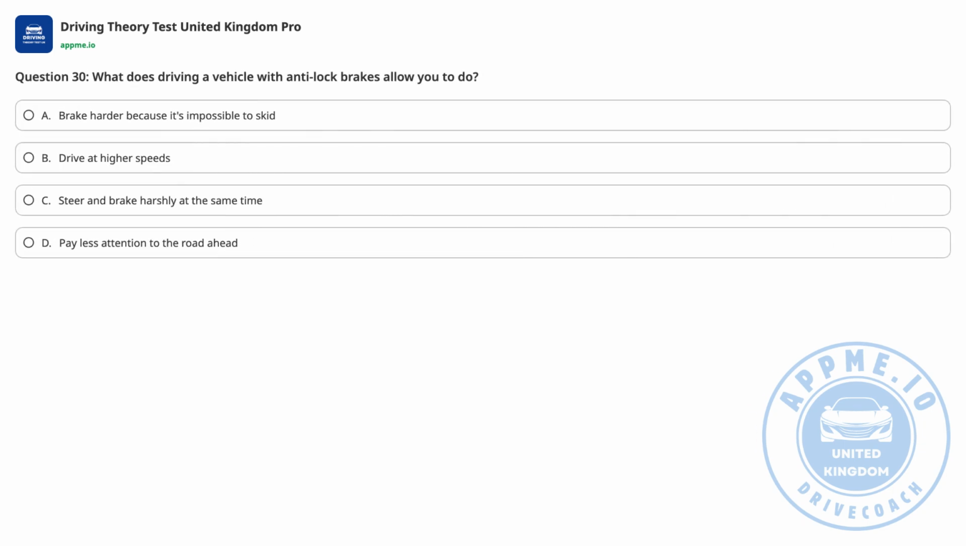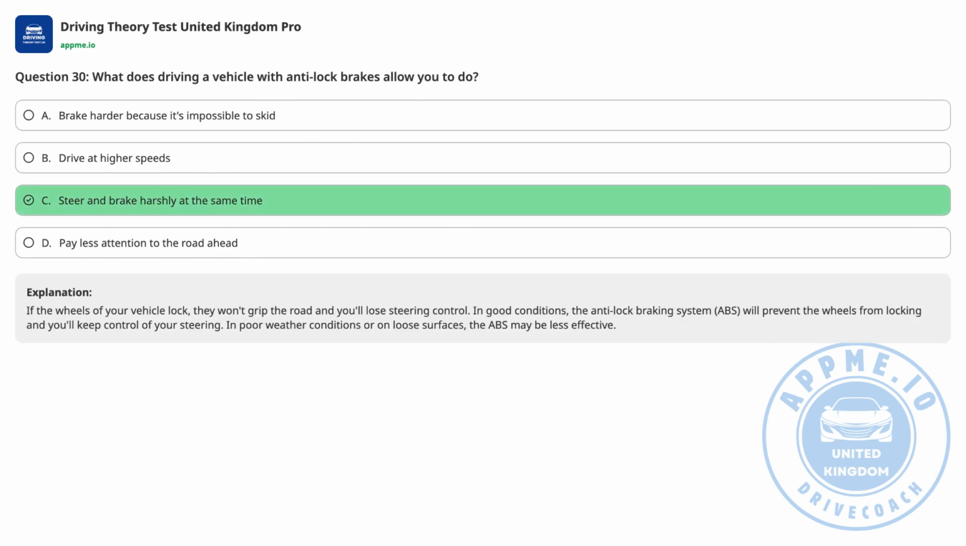Question 30. What does driving a vehicle with anti-lock brakes allow you to do? A. Brake harder because it's impossible to skid. B. Drive at higher speeds. C. Steer and brake harshly at the same time. D. Pay less attention to the road ahead. The correct answer is C.